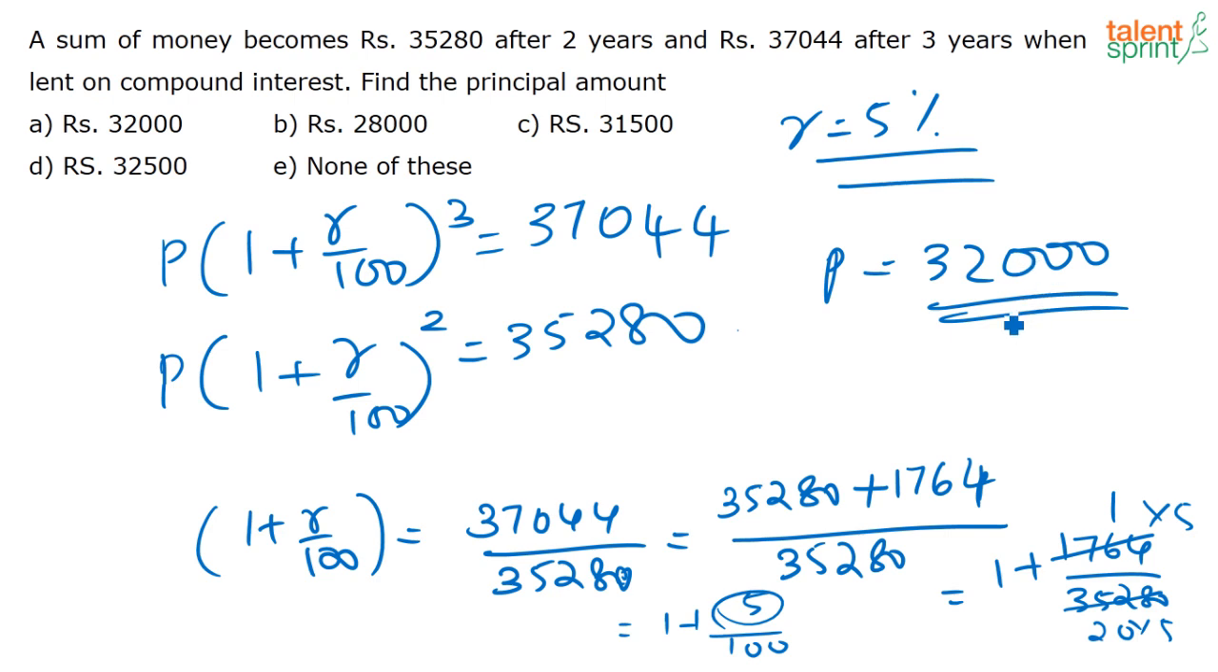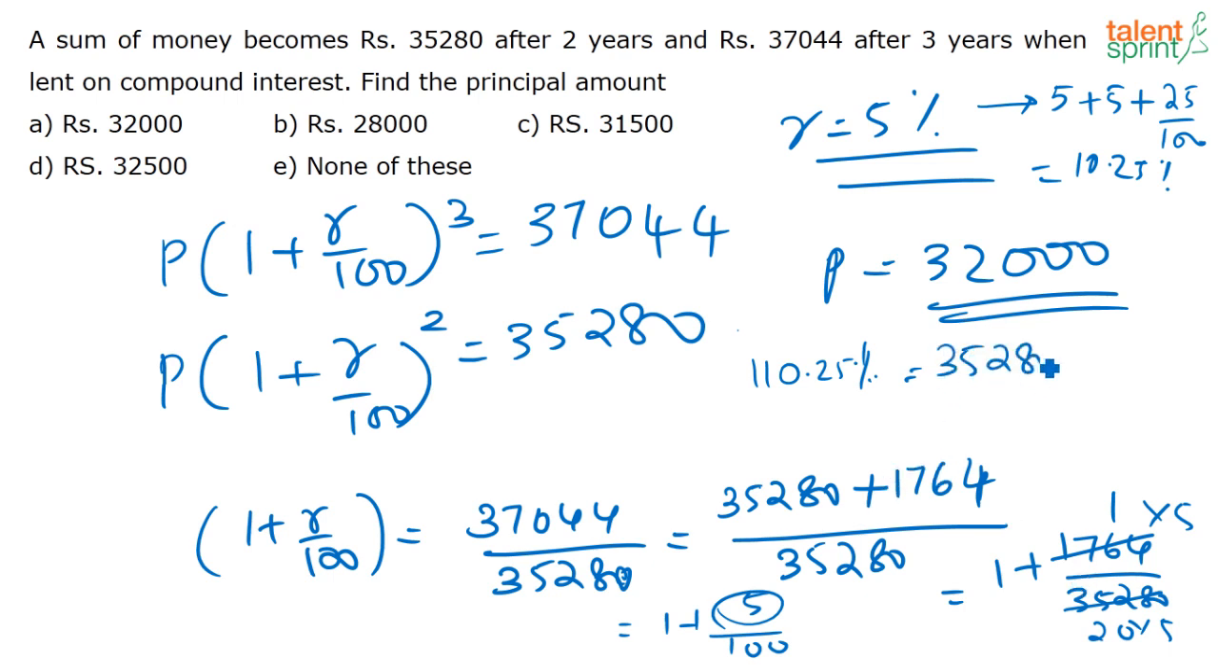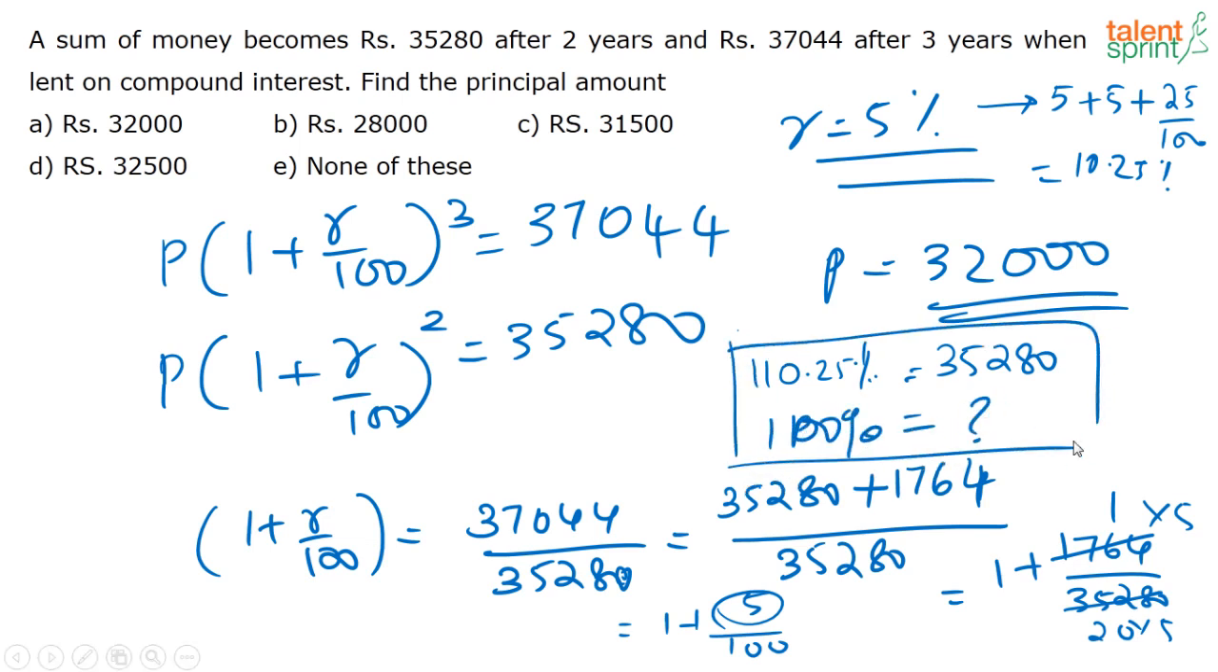See how do I find P from here? If R is 5%, after 2 years, what will be the effective percentage? It is 5 plus 5 plus 5 fives are 25 by 100, that is 5 plus 5, 10, 10.25. So I can say 110.25% of P is equal to 35280, and P is 100%, cross multiply. You get the answer, P as 32,000. Is it clear?